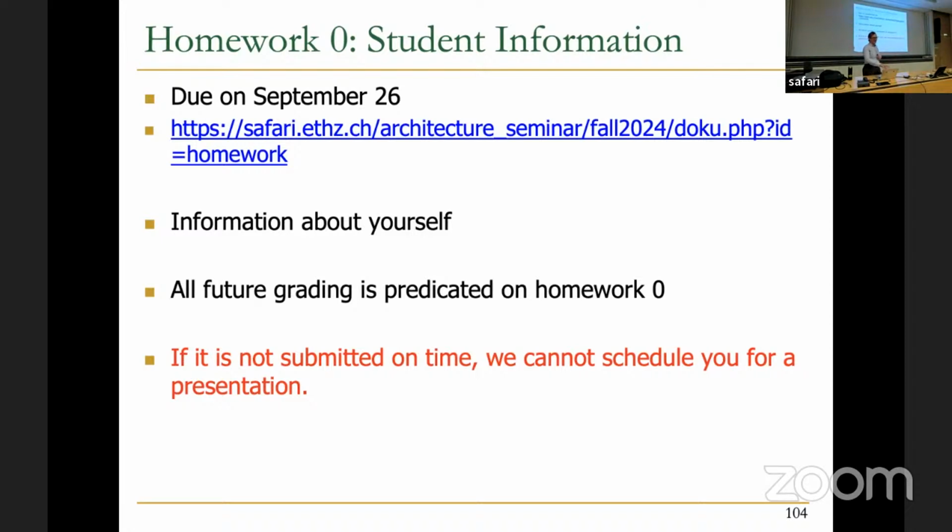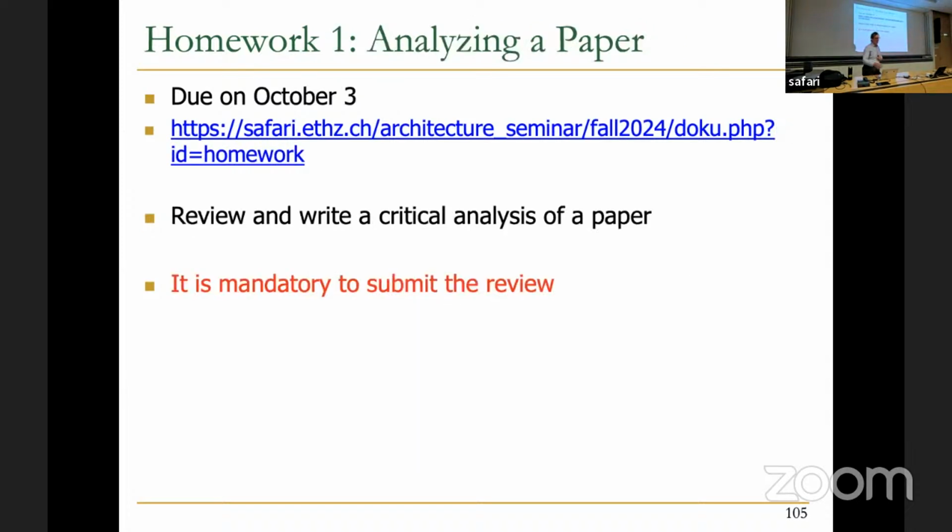Of course, not just this, you should also submit the paper preferences. There's also a simple homework. Hopefully this will be very easy. You can find it online. It's a review and critical analysis of a very simple paper. It's only 2 pages. You can take a look and figure it out. It'll be fun. But this is due later, as you can see.